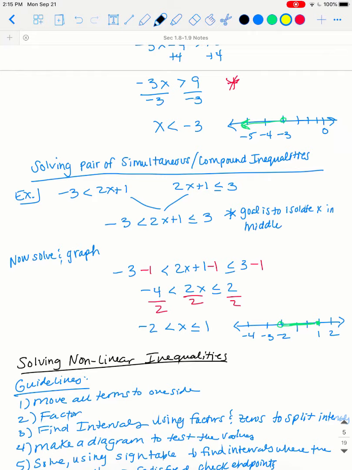So since x isn't equal to negative 3, I have my open dot. And I want the values of x that are less than negative 3. Therefore, my arrow is going to shade to the left.